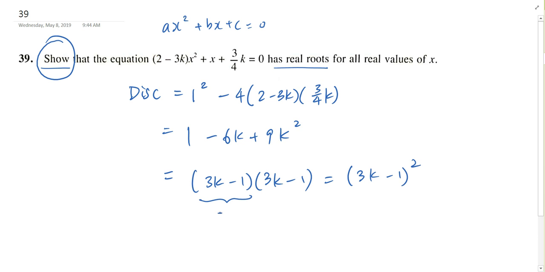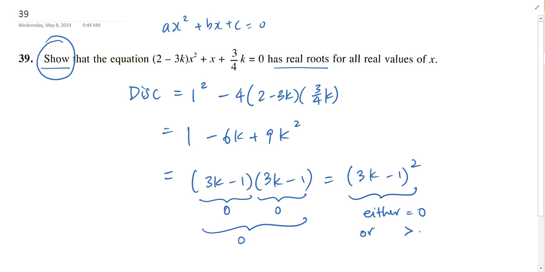Now, if this part is positive, then this must be positive. What happens if this is now negative? Then the other one will be negative, and this will still be positive. Is there any other cases I haven't tried yet? There is one more. The last case, if this is equal to 0, then this must be 0. So this can only have two possibilities, either positive or zero. Is it ever possible for it to be negative? No, this is a perfect square.